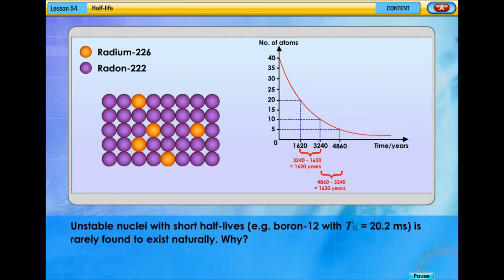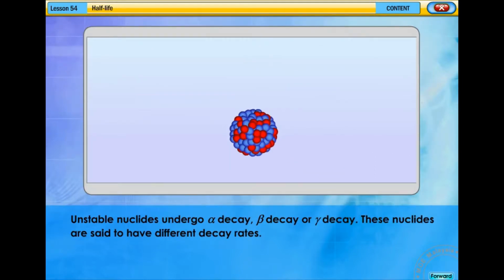Unstable nuclei with short half-lives, for example, boron-12 with a half-life equal to 20.2 milliseconds, are rarely found to exist naturally. Why? Unstable nuclides undergo alpha decay, beta decay, or gamma decay. These have different decay rates.